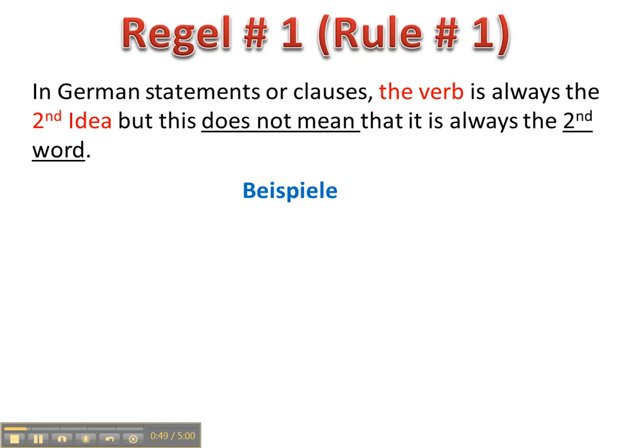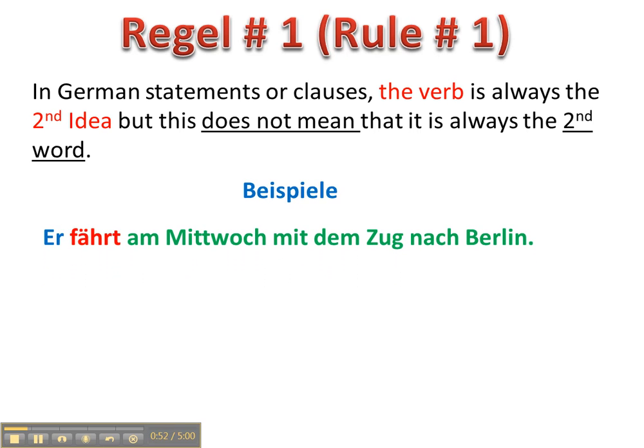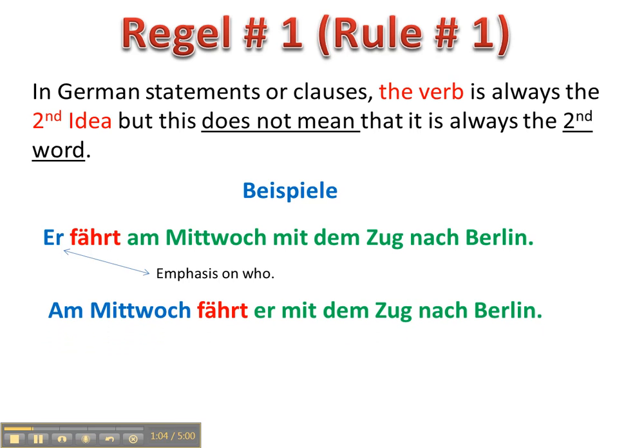For example, Beispiele. Er fährt am Mittwoch mit dem Zug nach Berlin. He is riding on Wednesday with the train to Berlin. In this sentence, the emphasis is on who. However, you can change things around in German sentences to change the emphasis. Am Mittwoch fährt er mit dem Zug nach Berlin. And now the emphasis is on when.